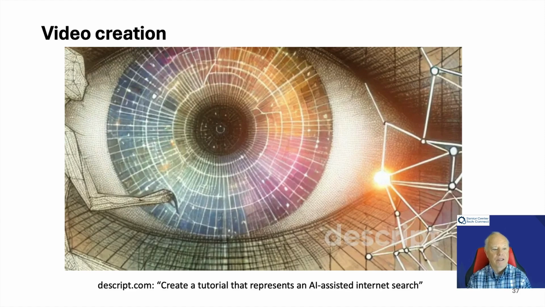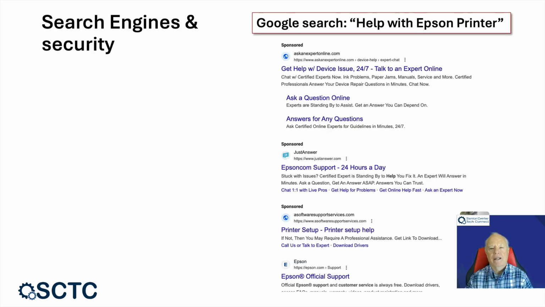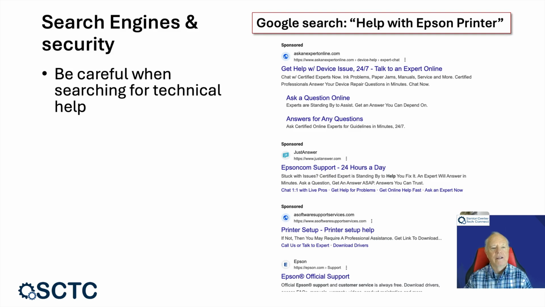All right, let's talk a little bit about searching and security. And it seems like today, whenever we talk about any subject, somewhere along the way, we need to talk about scammers because they are everywhere. And now scammers are using AI. And they use AI in internet searches. So for example, I typed in help with Epson printer into Google, and I got this list, after the AI summary that was generated.